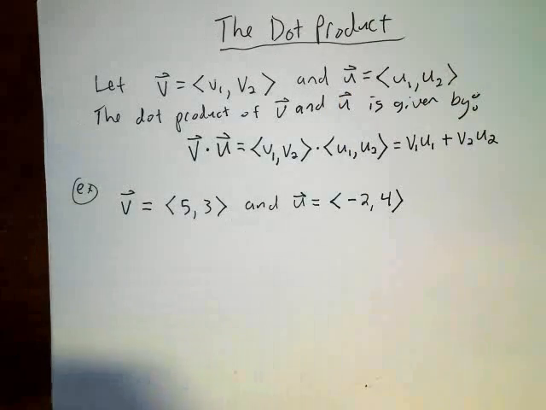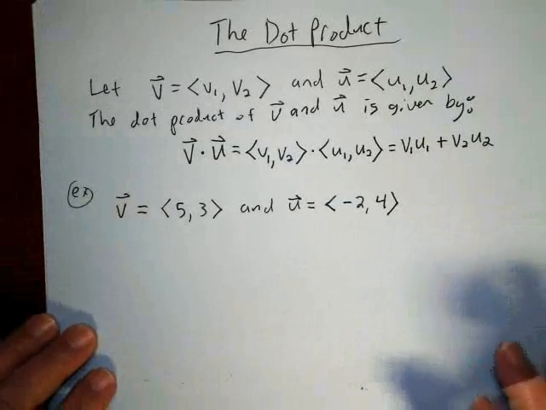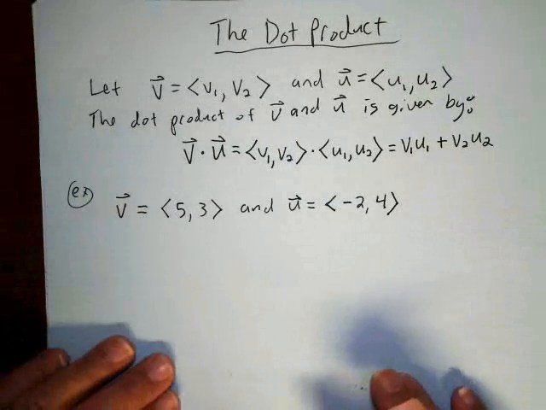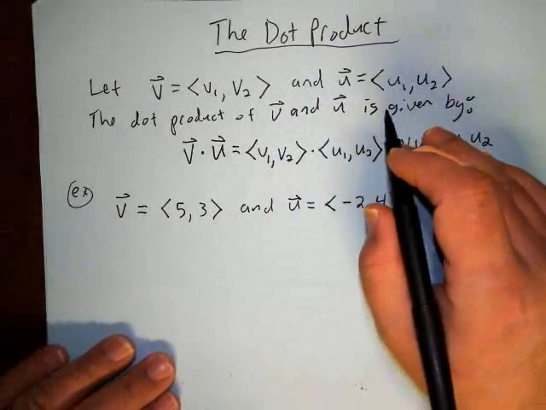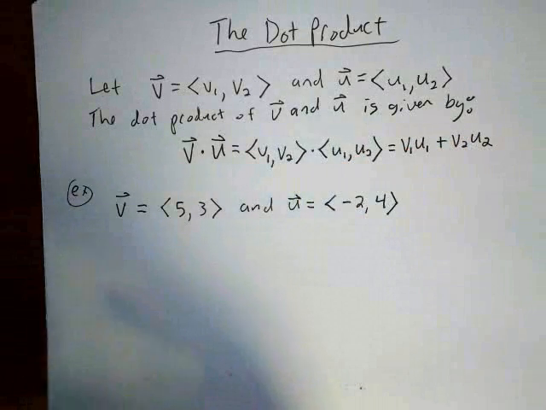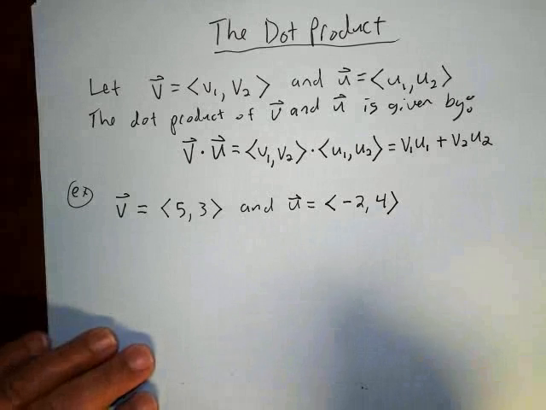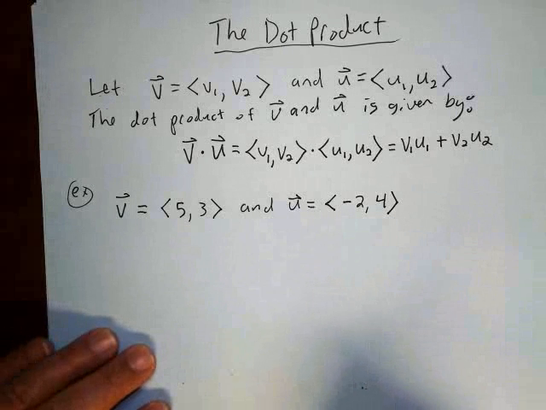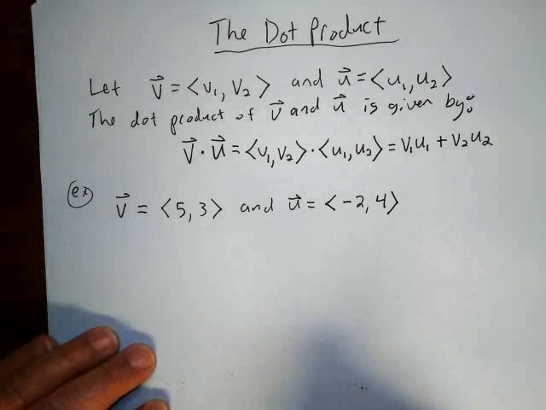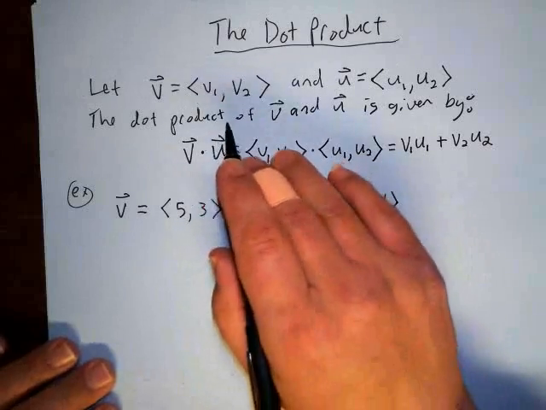In an earlier video, I had mentioned that there is no multiplication of vectors, where you multiply two vectors together and get a third vector. And that is true, but there is something called the dot product of a vector. And that's what we're going to talk about in this video.